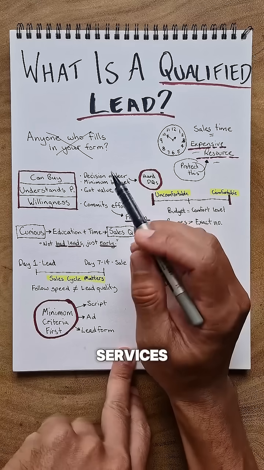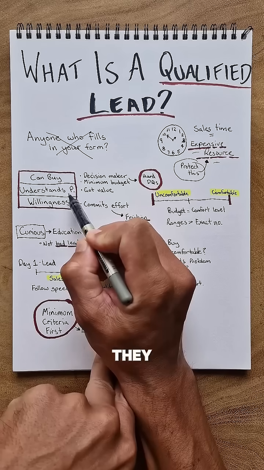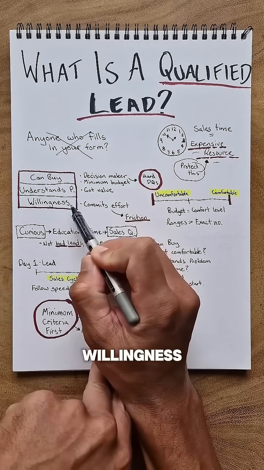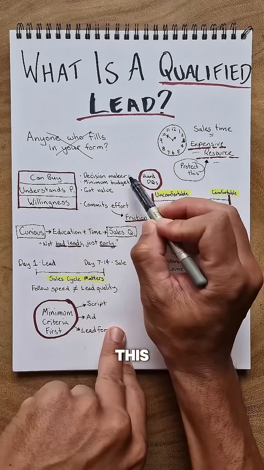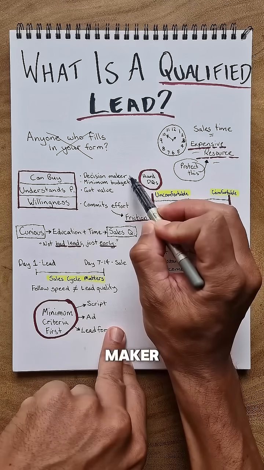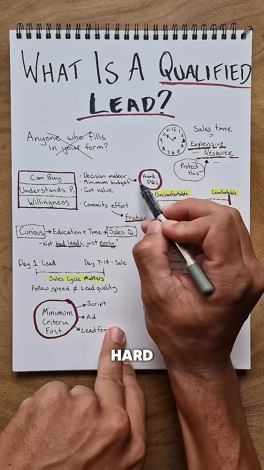For high-ticket services, every sales qualified lead must pass 3 filters. Can they buy? Do they understand the problem you solve? And do they have a willingness to talk to you? This first filter is reality. If they can't buy, nothing else matters. This is why ensuring if they are the decision maker and do they meet your minimum budget requirements are absolute non-negotiables. These are hard disqualifiers.